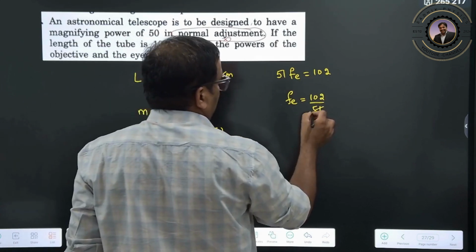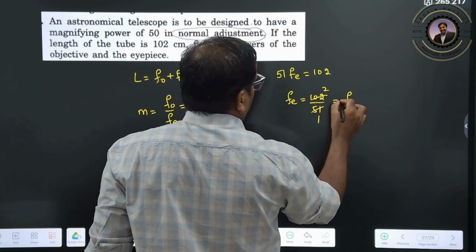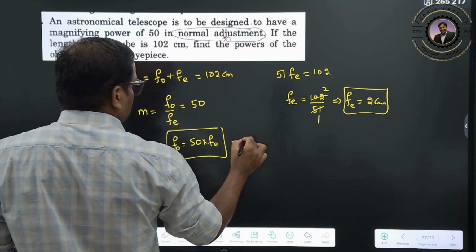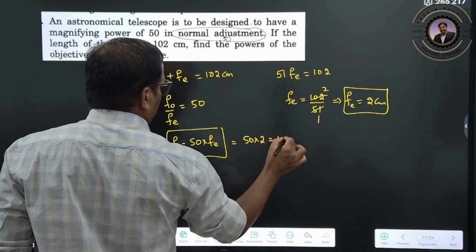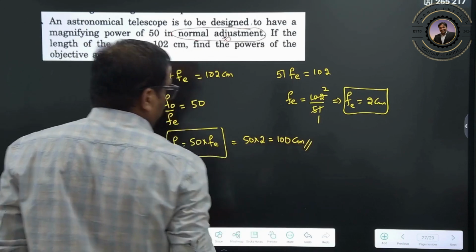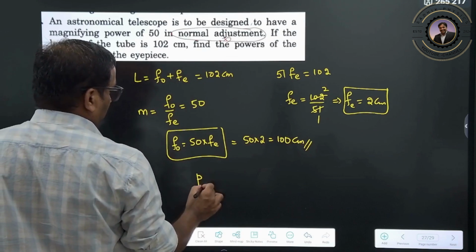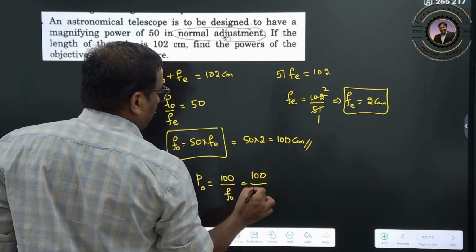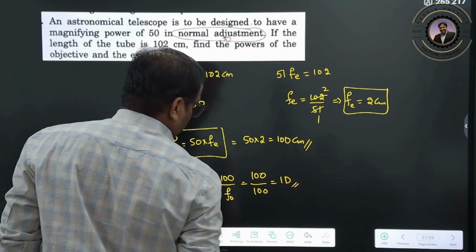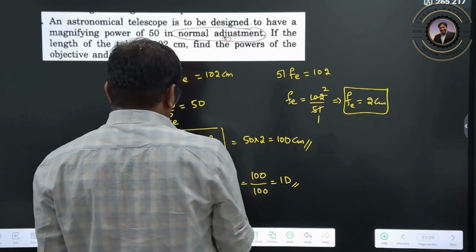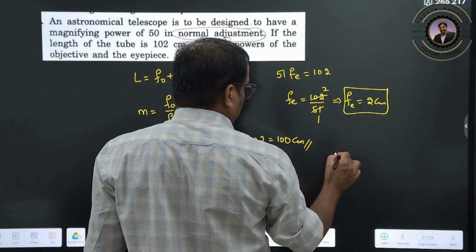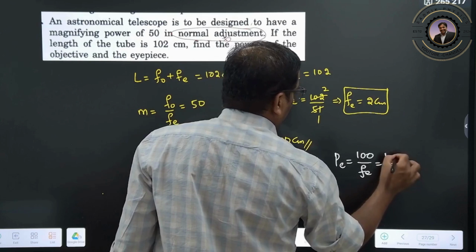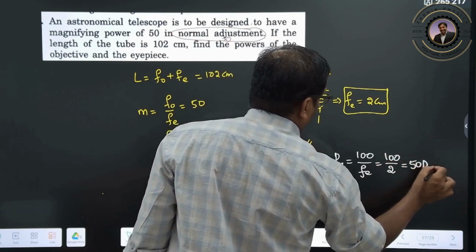Therefore Fe is equal to 2 centimeter. So F0 is how much now? 50 into 2, therefore it will be 100 centimeter. Clear? So power of the objective is nothing but 100 by F0, which is 100 by 100, that is 1 diopter. Objective power. Therefore eyepiece power is how much now? 100 by Fe, 100 by 2, therefore 50 diopter.